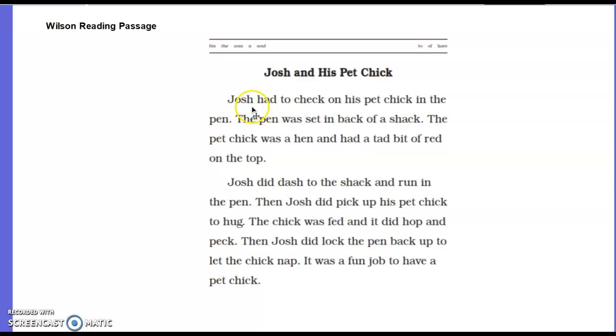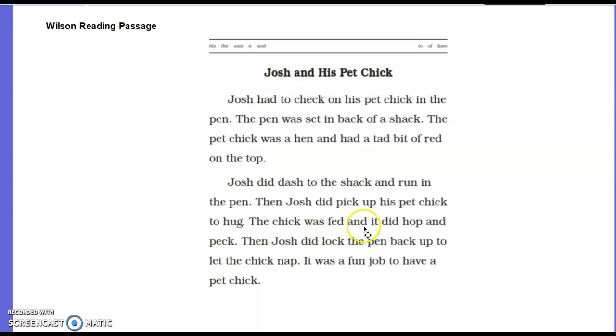Here we go. Josh had to check on his pet chick in the pen. The pen was set in back of a shack. The pet chick was a hen and had a tad bit of red on the top. Josh did dash to the shack and run in the pen. Then Josh did pick up his pet chick to hug.